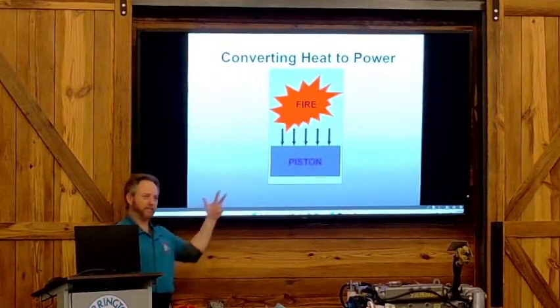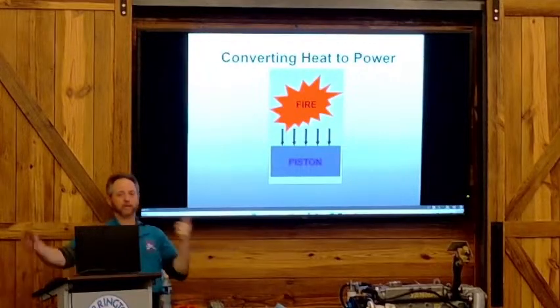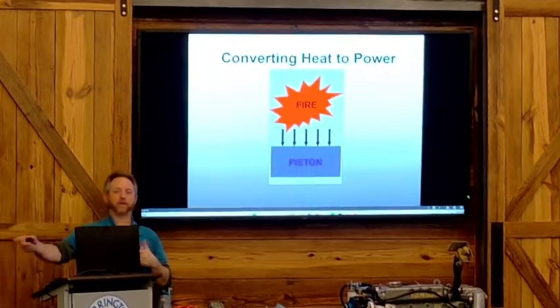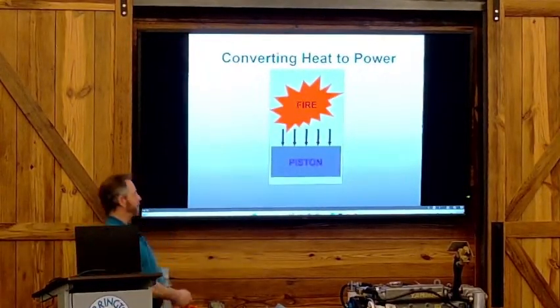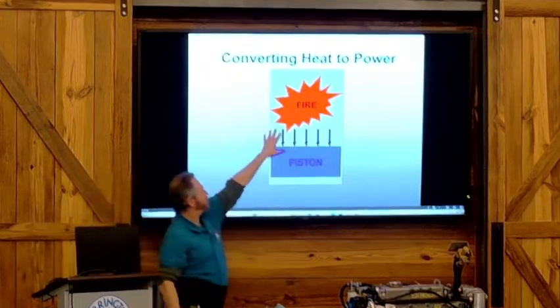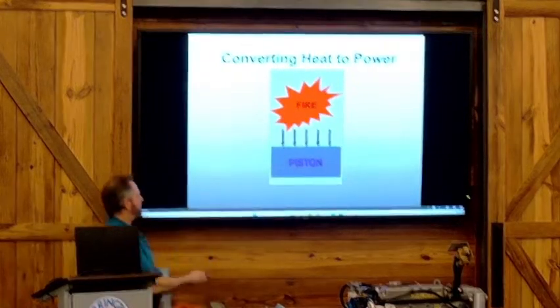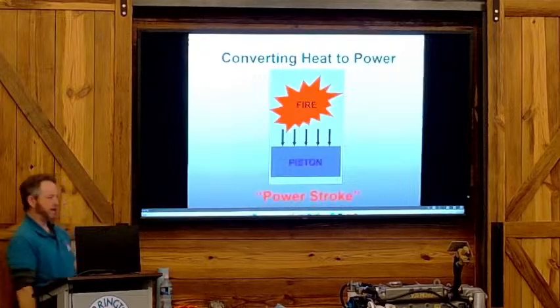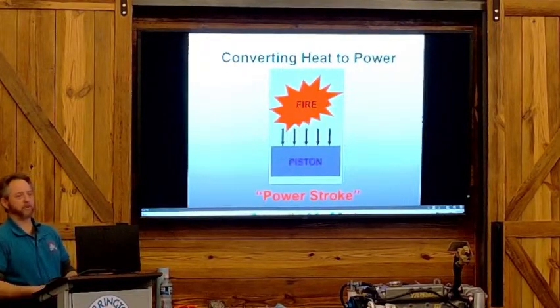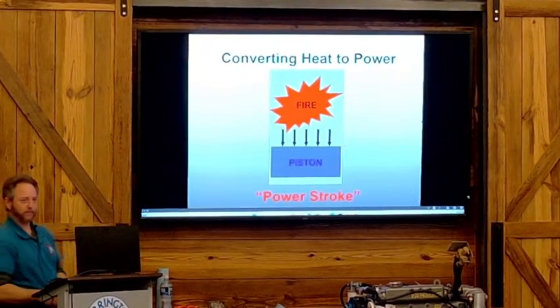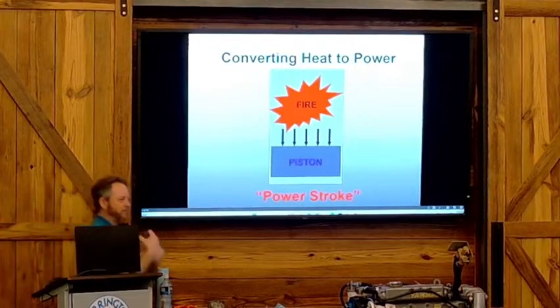Now the rest of the idea is to get that mechanical force to the propeller so we can turn that propeller to move this boat through water. And the movement of the piston down like this is what we call the power stroke here in the U.S. If you're from Europe, they call it the expansion stroke. Here in the U.S., everything's about muscle power.